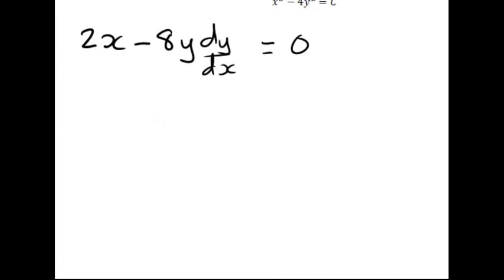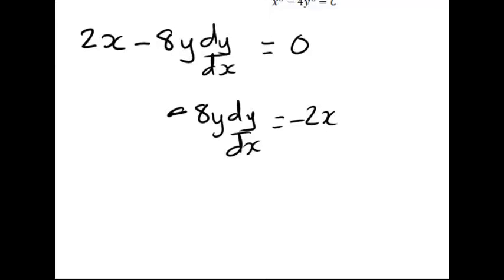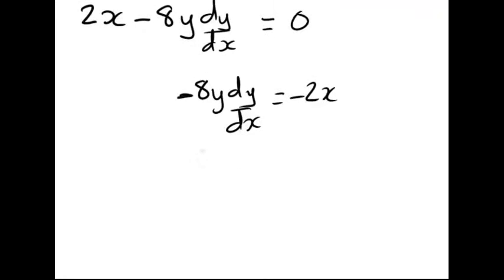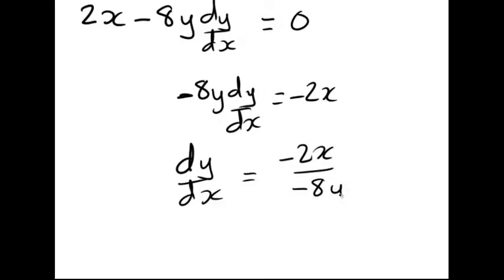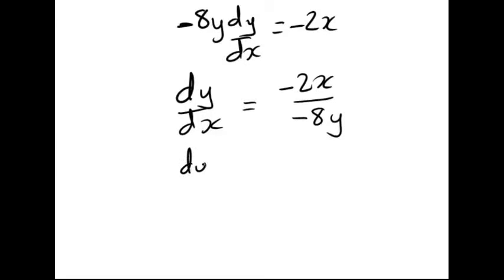So we can subtract 2x from both sides, which will leave us with negative 8y dy dx is equal to negative 2x. And then dividing both sides by negative 8y is going to give us dy dx is equal to negative 2x divided by negative 8y, which we can cancel down by dividing through by negative 2 on the right hand side to get dy dx is equal to x divided by 4y. And this expression here represents the gradient of the original family of curves at a given point x, y.